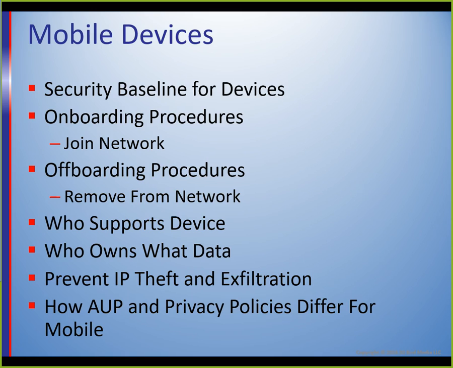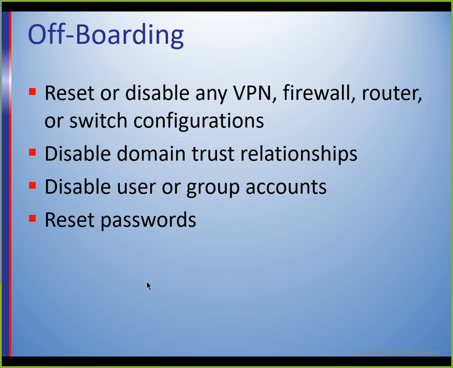We're going to have the mobile device configured on these things so that if they get lost, we can disable them. Offboarding: we talked onboarding is when we bring it on, and that's just putting it on the network and doing the things that we talked about, the security. How are we going to configure it? But offboarding, when it leaves the network: reset, disable the VPNs, disable any domain trust relationships, disable the user or group accounts, and then reset the passwords that were available for this thing.